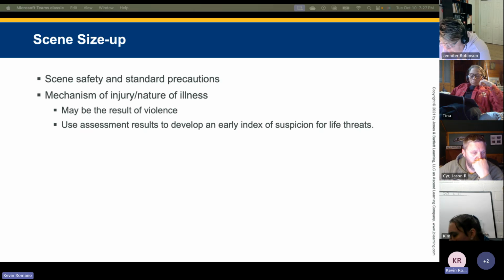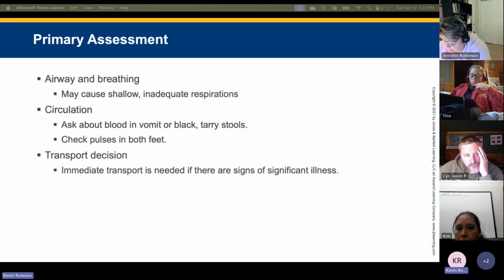So patient assessment, scene size up. We're almost done with this chapter here. So scene safety, BSI, mechanism of injury. Acute abdomen can be the result of violence such as blunt or penetrating trauma. Use assessment results to develop an early index of suspicion for life threats. So again, head to toe assessment.